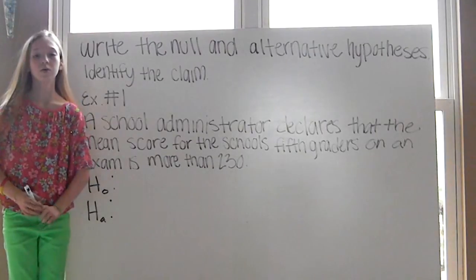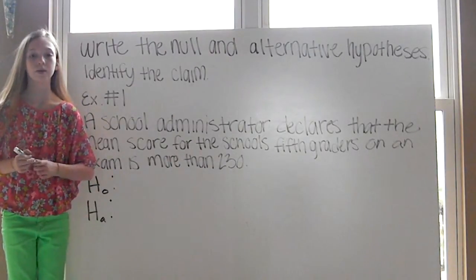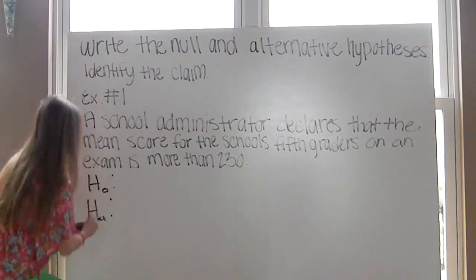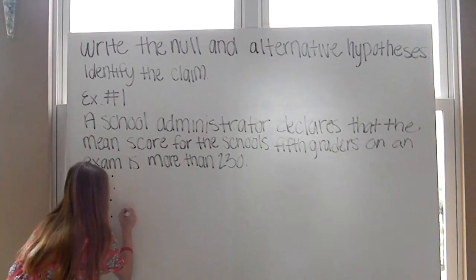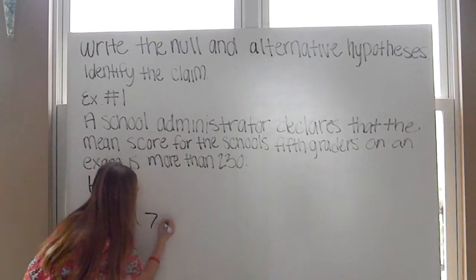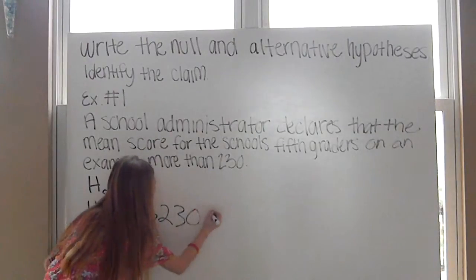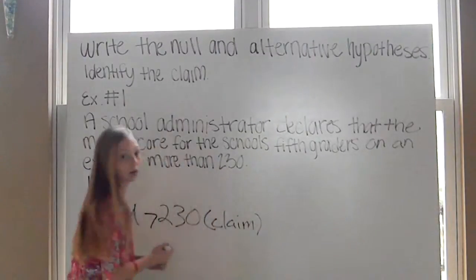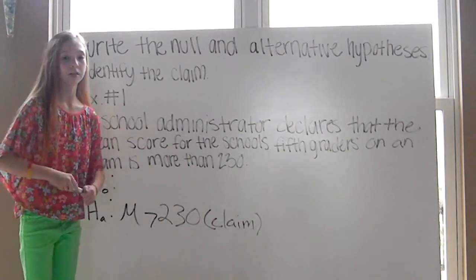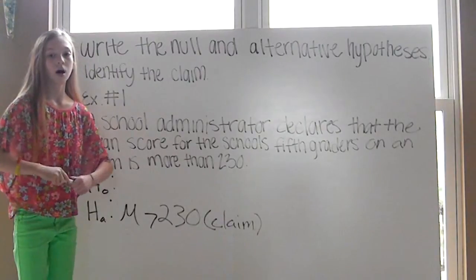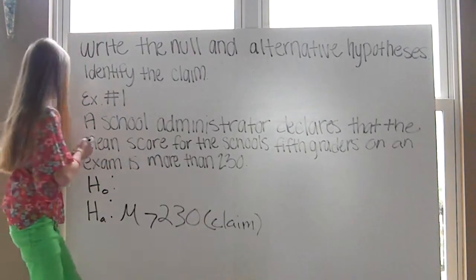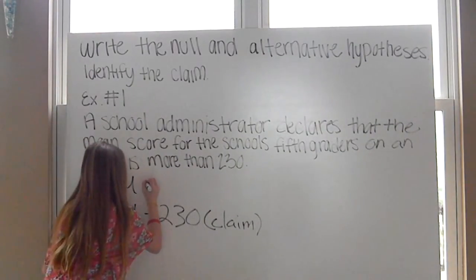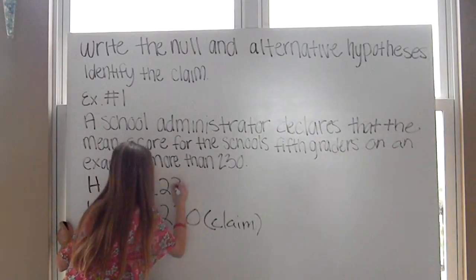Our claim says mu is more than 230. That means the symbol is the greater than sign, representing our alternative hypothesis. Our alternative hypothesis, mu is greater than 230, is our claim. Which means our null hypothesis says that mu is less than or equal to 230. So our null is mu less than or equal to 230.